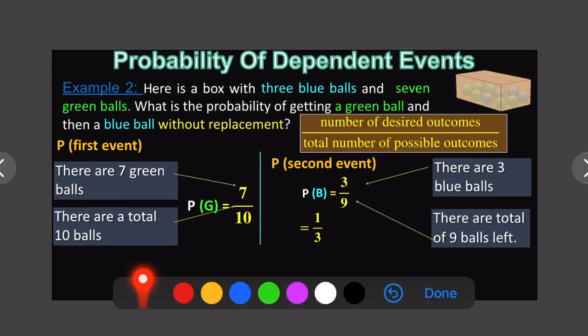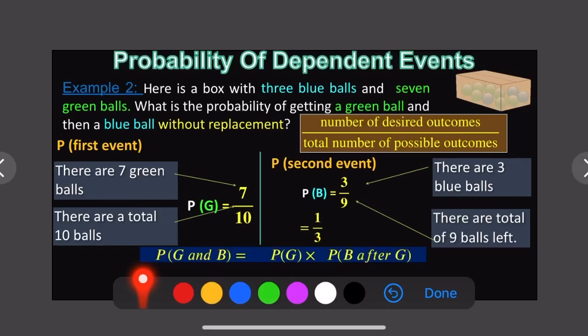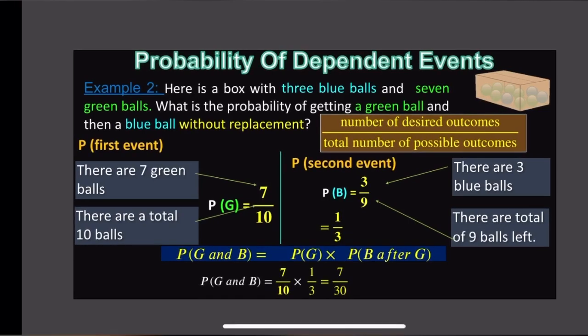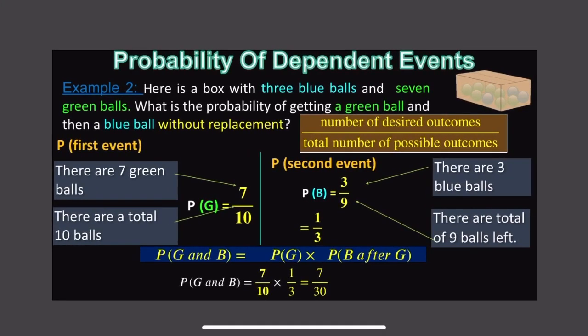Now we have the probability of each event separately, first event and second event, as 7 by 10 and 1 by 3. Now let's combine these together. When we combine these, we have to find the product of the two. So put it in the formula. We get the probability of getting a green and getting a blue is 7 by 30, as we multiply 7 by 10 and 1 by 3.